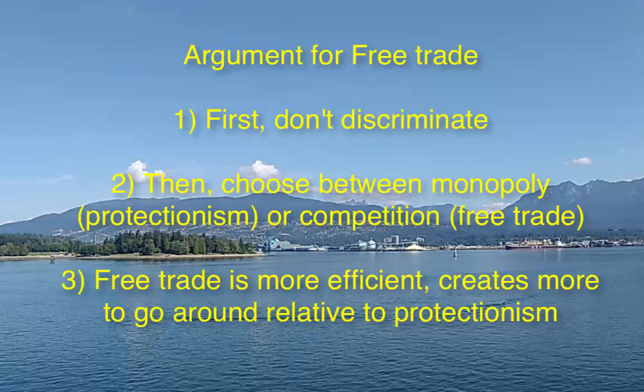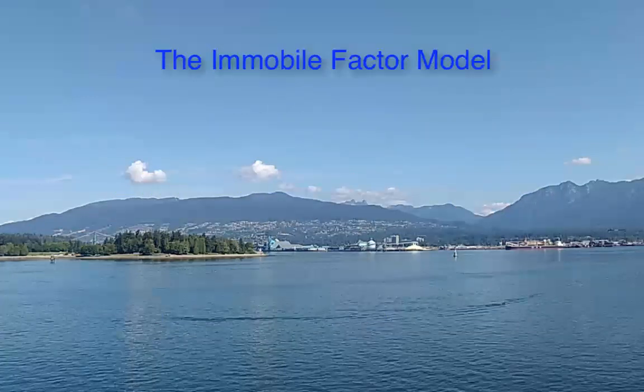Okay, now, there's one last aspect of this that I want to highlight. And that is why this gives us winners and losers. And the Ricardian model, which we did before, didn't give us winners and losers. There's another version of the Ricardian model, which we're not going to work our way through, but we would if we had more time. And it's called an immobile factor model.